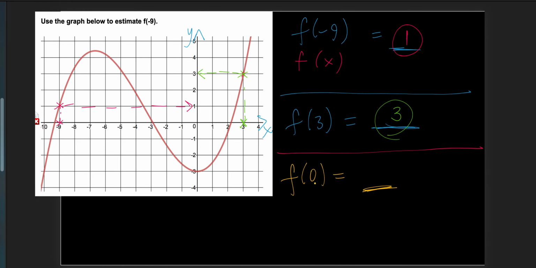So what we do is go to 0 on the x-axis, which is right here, and you go to wherever that line hits the graph. The red line is right down here. And you read where that is on the y-axis. It happens to be right on the y-axis at negative 3. So negative 3 is the answer. You'll just have a graph and you'll be asked one value, just one of these. So grab those points.